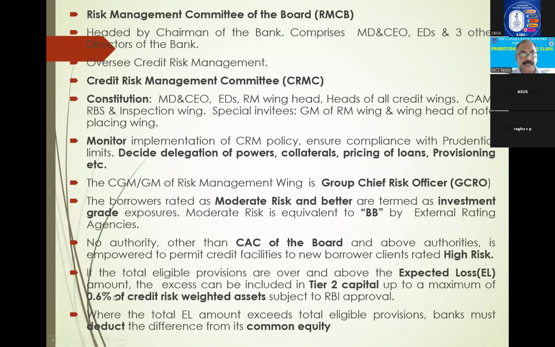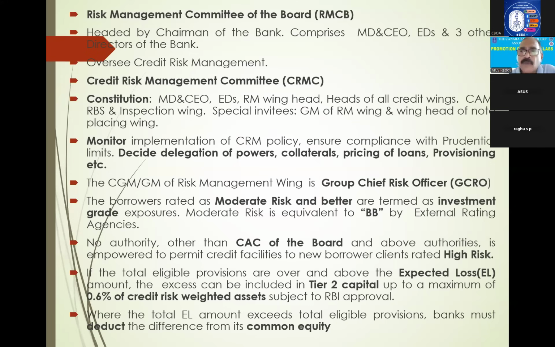And this is another recalled question. If the total eligible provisions are over and above the expected loss amount, the excess can be included under Tier 2 capital up to a maximum of 0.6% of credit risk weighted assets. This is as per and with RBI approval. What is this? I will tell you.